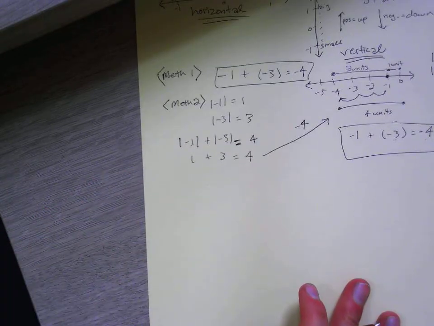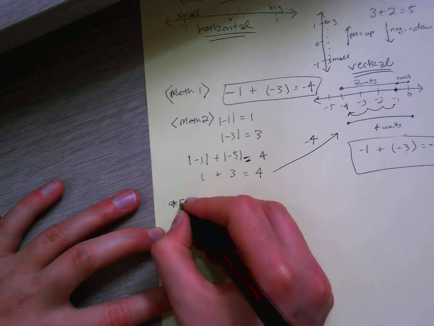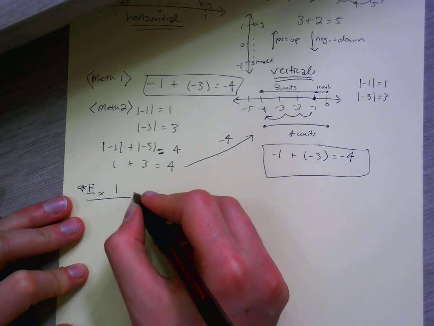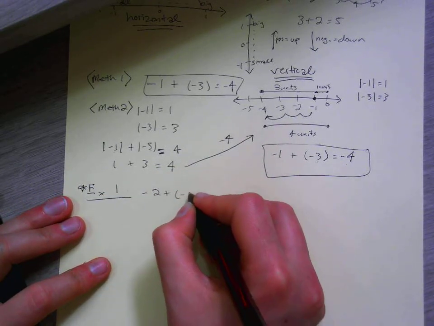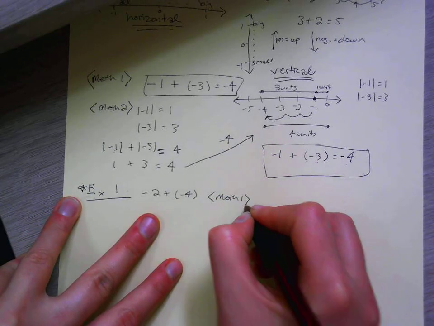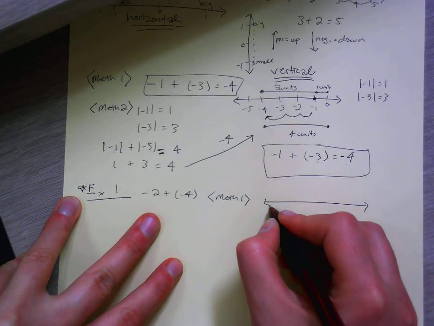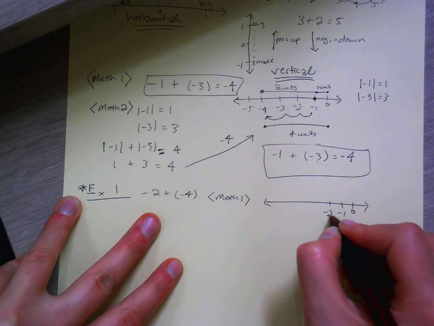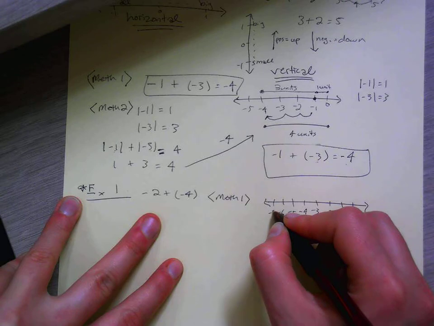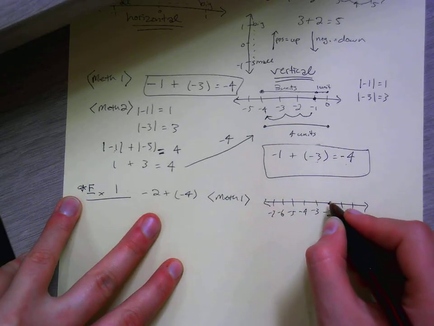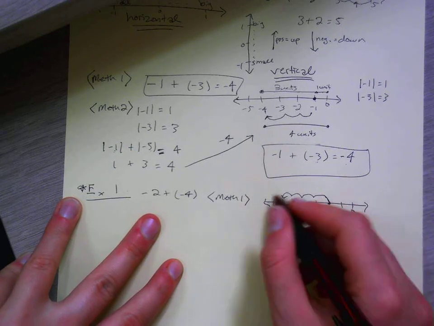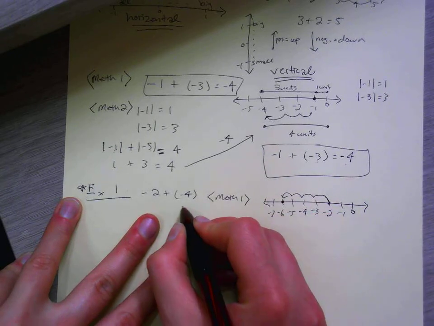Now, let's try an example. Example 1: -2 plus -4. So remember, there's two methods. Method 1, we could do it on a number line. So 0, -1, -2, -3, -4, -5, -6, -7. So we start at -2. We go over 1, 2, 3, 4. Remember, to the left because it is negative. And then that gives us the total of -6, and that is our answer.